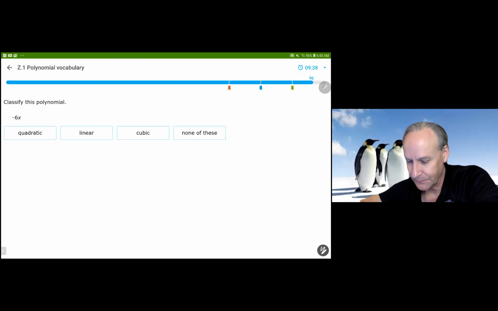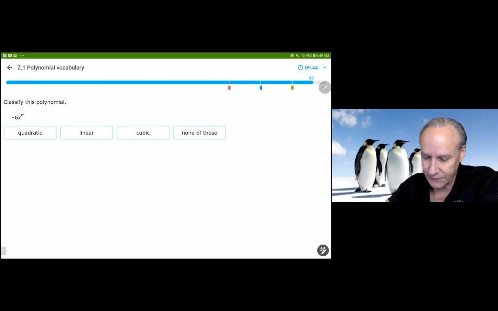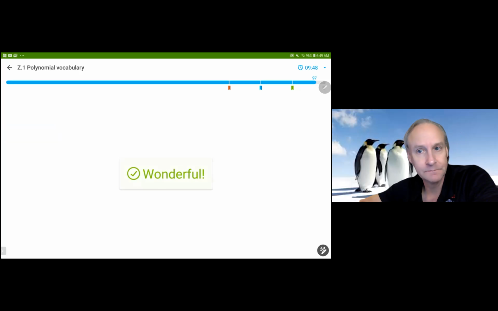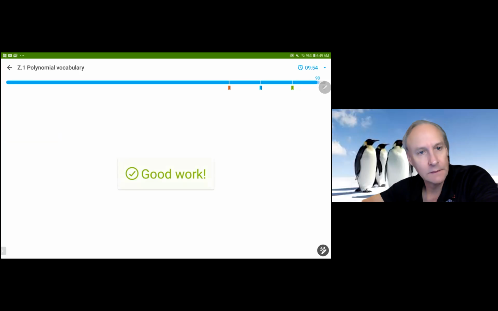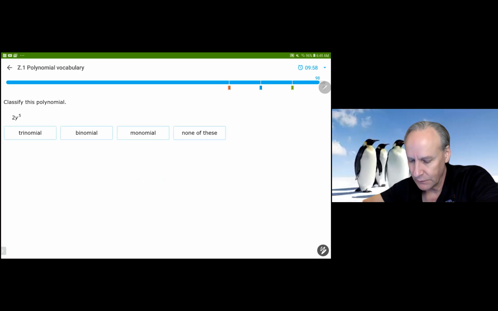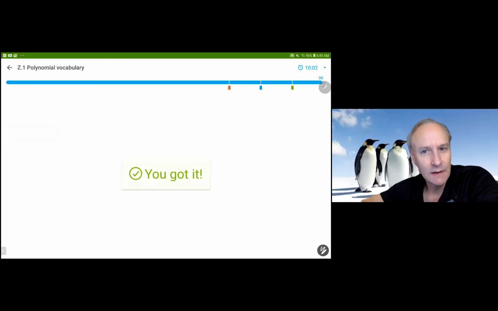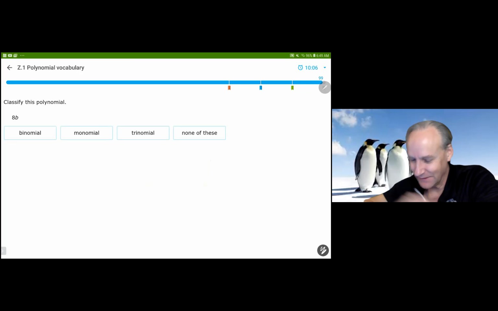And we're getting there. This one is a monomial, but it's also linear because it has a first degree monomial. That's a 1 up there. Sorry, it's funky looking. And this one is linear as well. And this one is a monomial. And we have one last one, and then we're done. And it is a monomial.